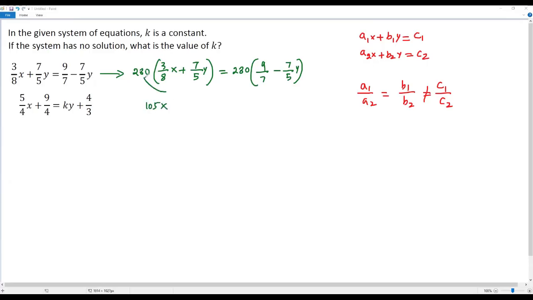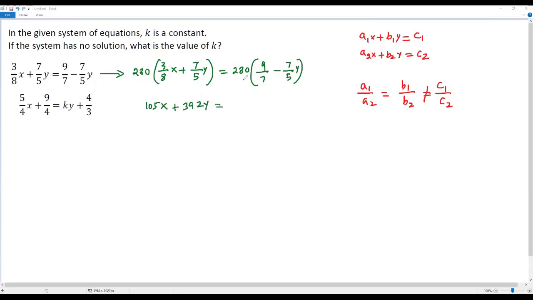When I distribute this 280 to this one, we can simplify 280 and 5. That is, 5 goes into 5 one time and 5 goes into 280 56 times. When I multiply 56 and 7y, I am getting 392y. So when I multiply this one and this one, I am getting 392y.